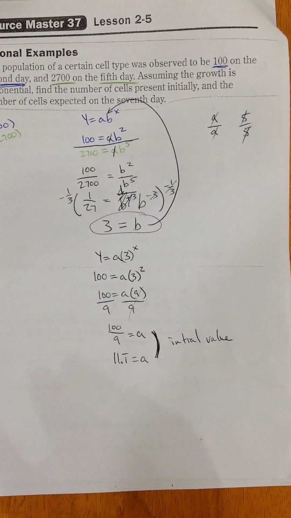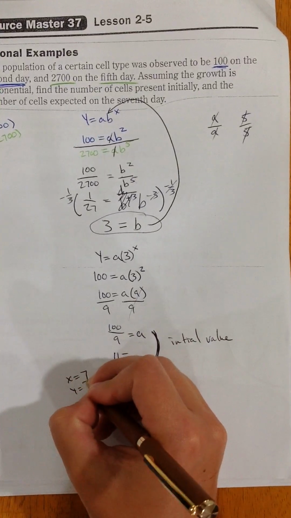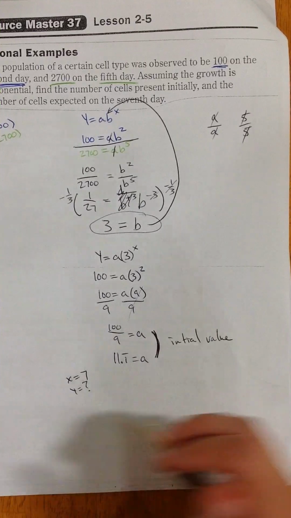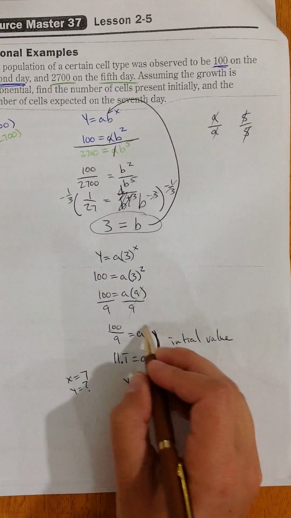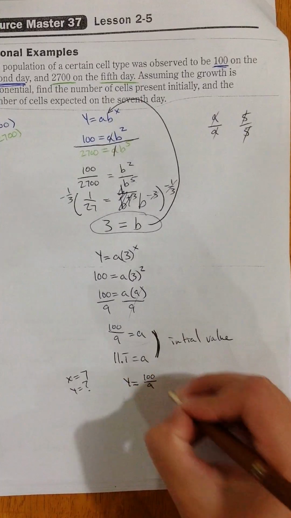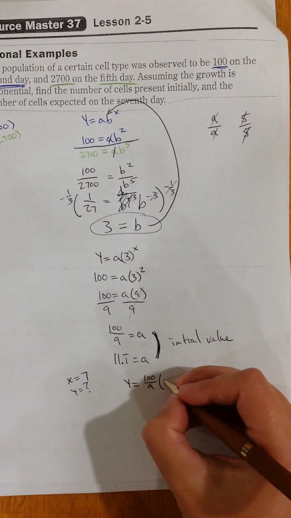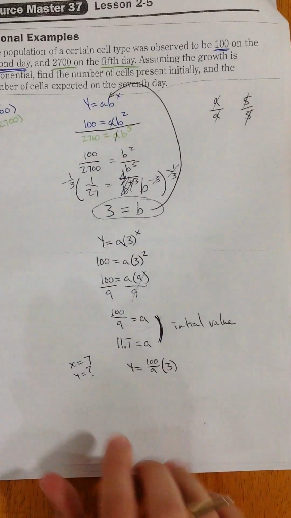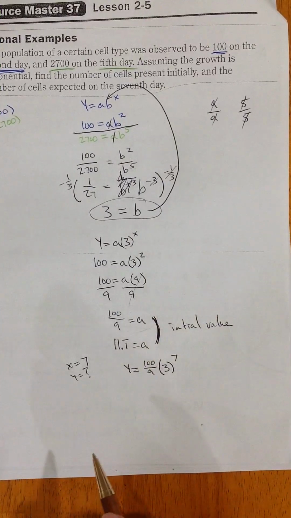And then to figure out how much it's going to be on day 7, what I would do is I would take a 7 and put it in there for the x. So now we're going to go our x is 7, and we're trying to find our y. So I would take my formula still. So y is equal to, just found the a to be either one of those. I'm going to use the 100 over 9 to be exact. And then my b value was the 3 that I found before, to the power of, and for the x, I'm going to put that 7 in there. And then I'm trying to find my y value.